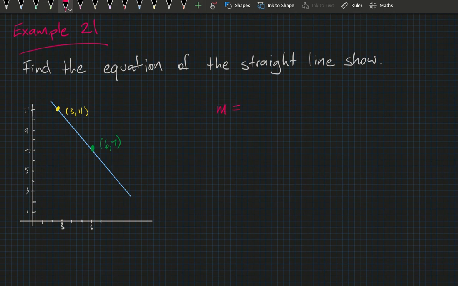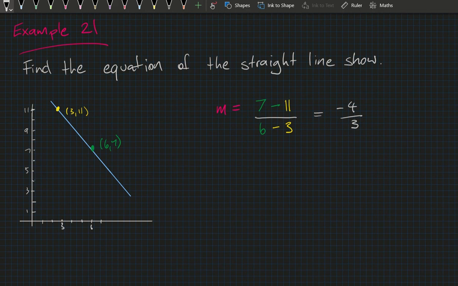So to find m, first we need to find the rise, which is y2 minus y1, and then divide it by the run, which will be 6 minus 3. Note how I've used the colours to make it clear which point these numbers come from. So m is equal to 7 minus 11, which is minus 4, divided by 6 minus 3, which is 3, and we can't simplify that anymore. We know now that our m is equal to minus 4 on 3.